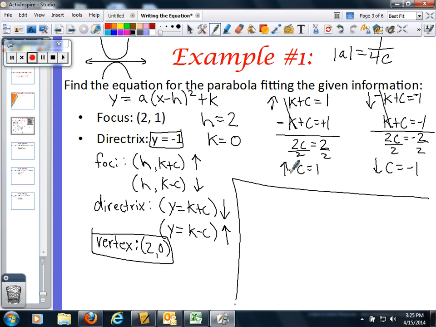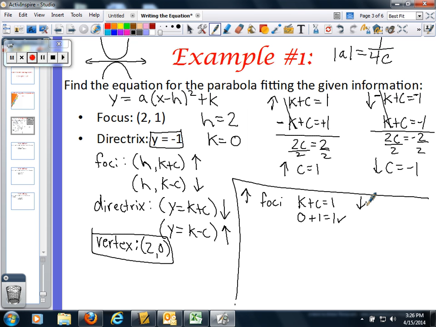I know that k is 0. So 0 plus, let's take if it goes up, plus 1 is 1. That fits. K plus c, if I plug the 1 in, okay, so my foci. So this is if it's going up. For the foci, I know that k plus c equals 1. K is 0. If I say c is 1, that equals 1. So this checks.